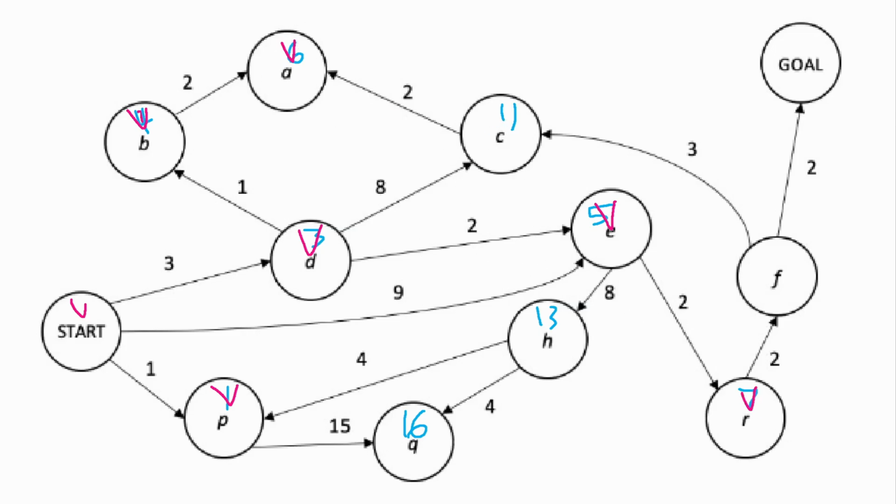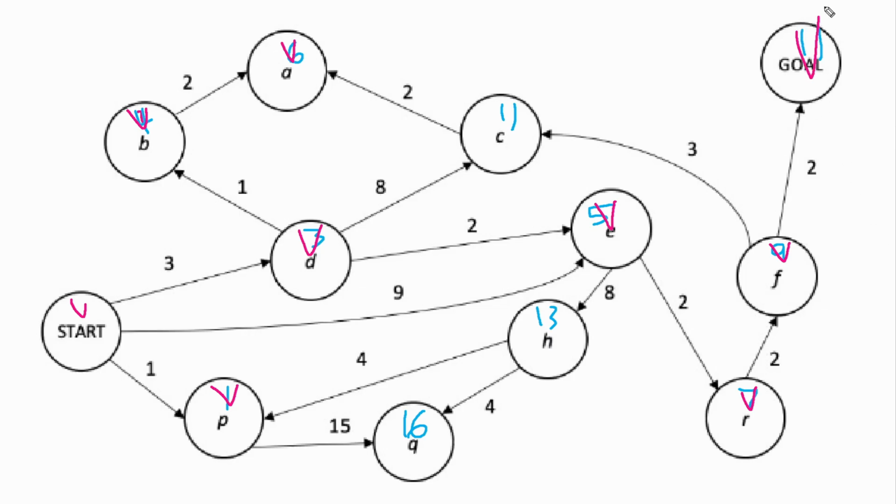7 is the next smallest one. Connected to F, which would cost 2 more, so that'd be 9. Then we're going to look at the smallest tentative one, F at 9, so we're going to visit that. See it's connected to C for 3 more, which would make this 12. That's bigger than that, so ignore that. And then to goal as well, which would be 11. And that's our answer right there.